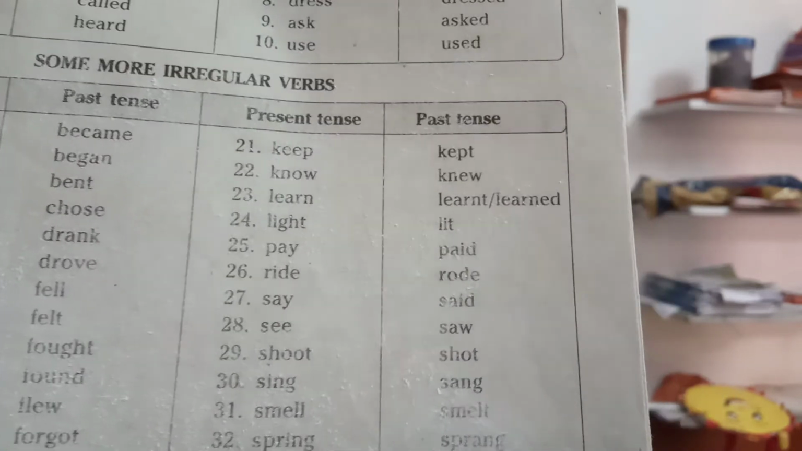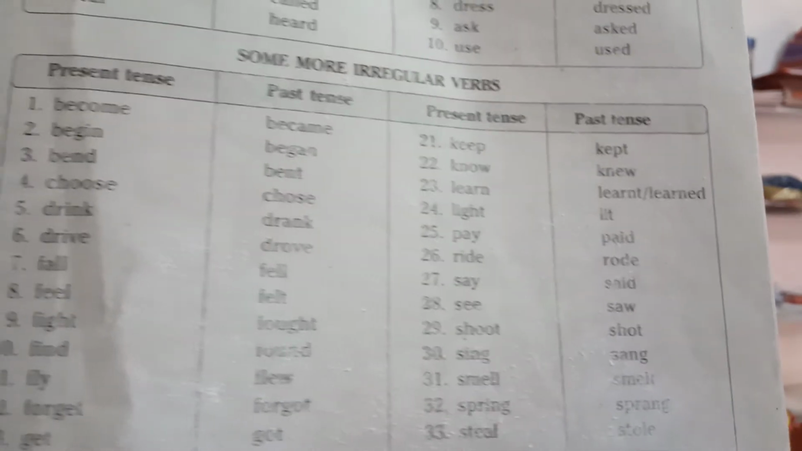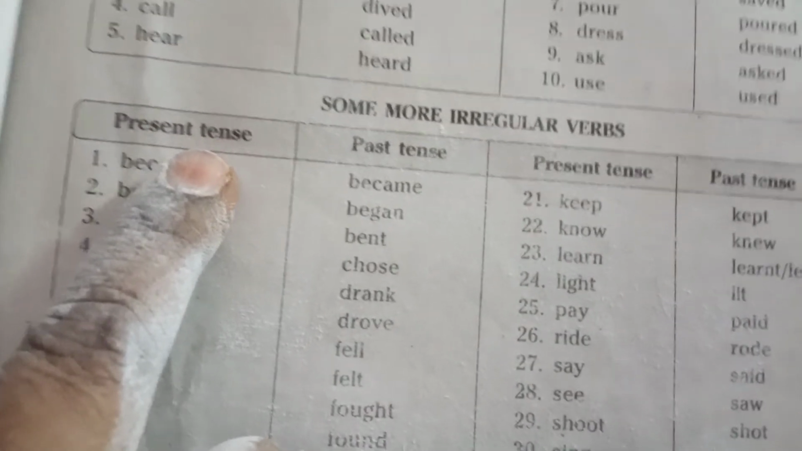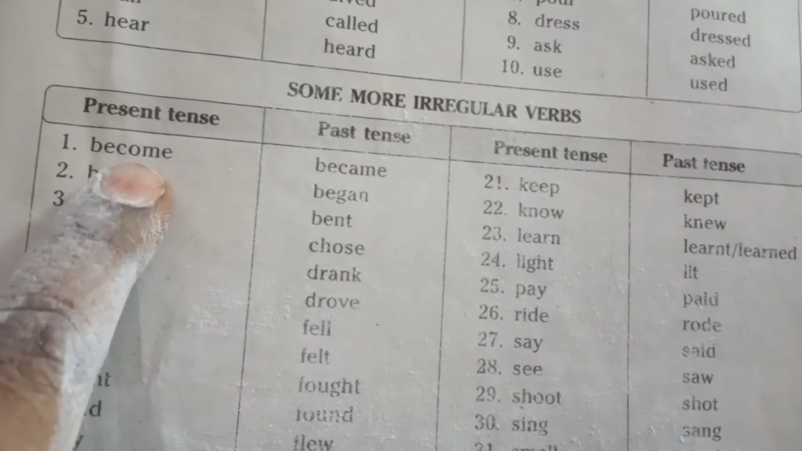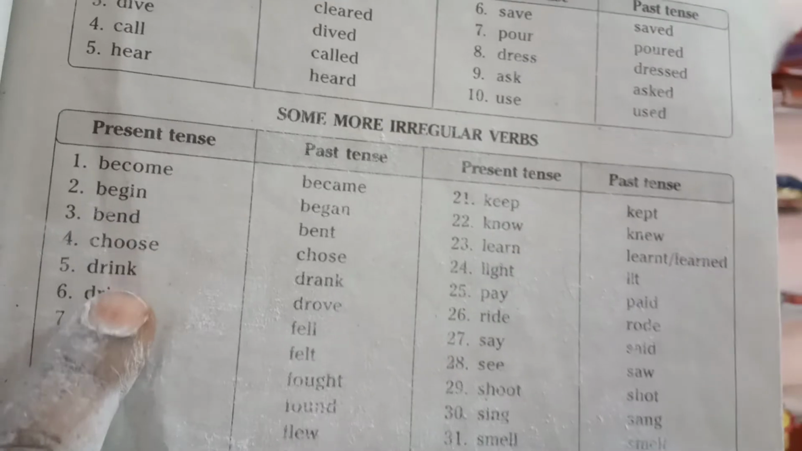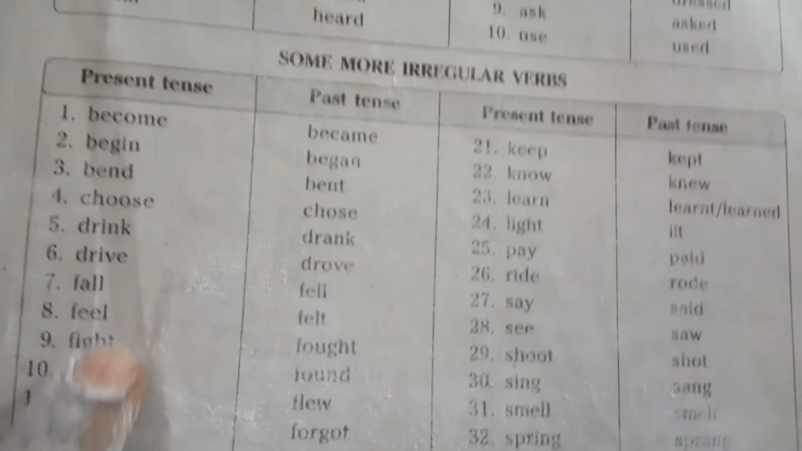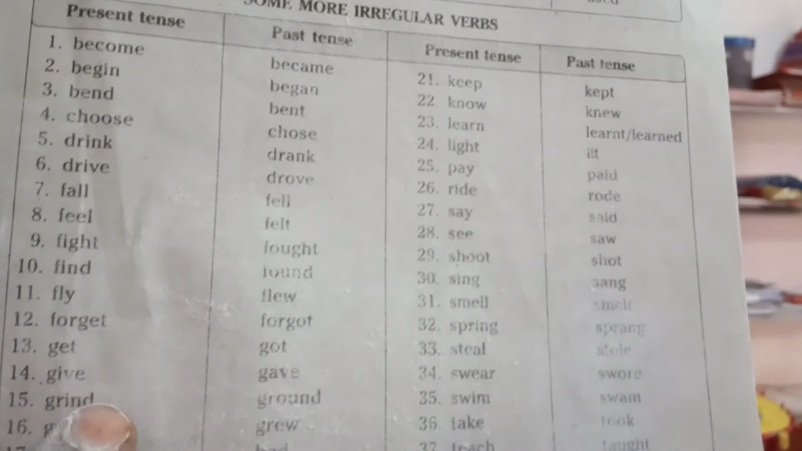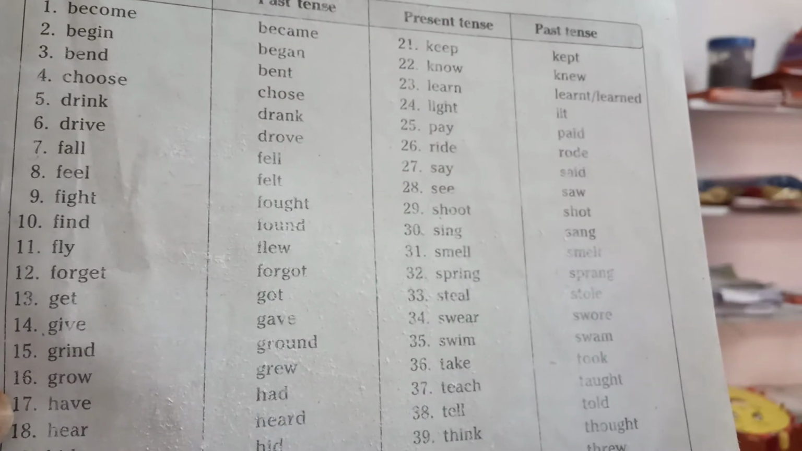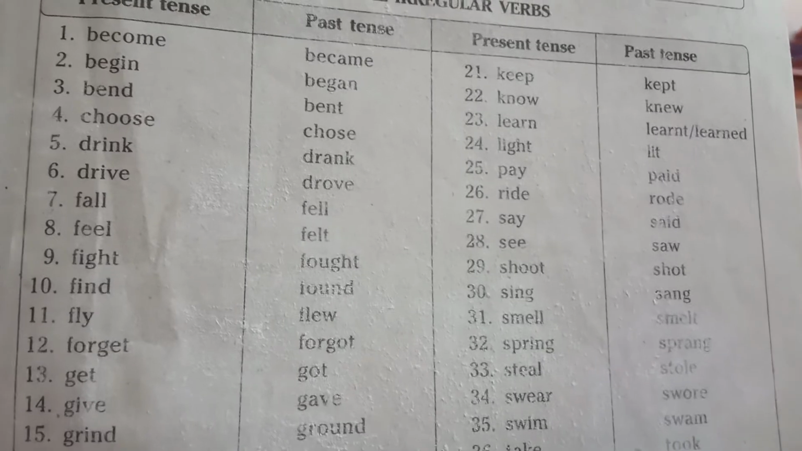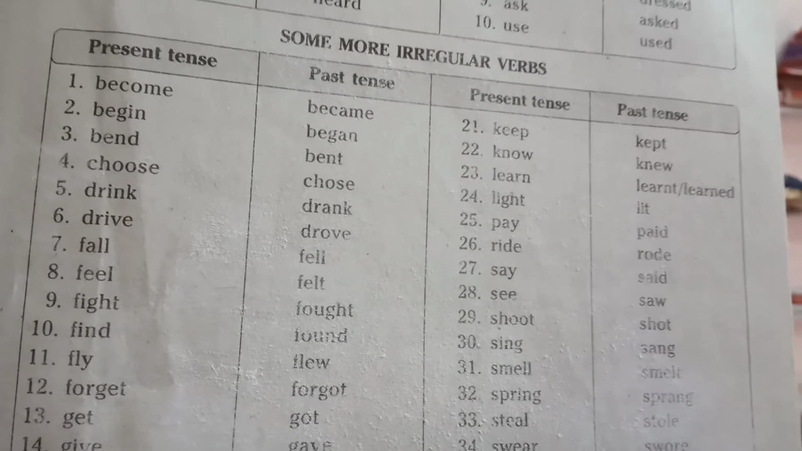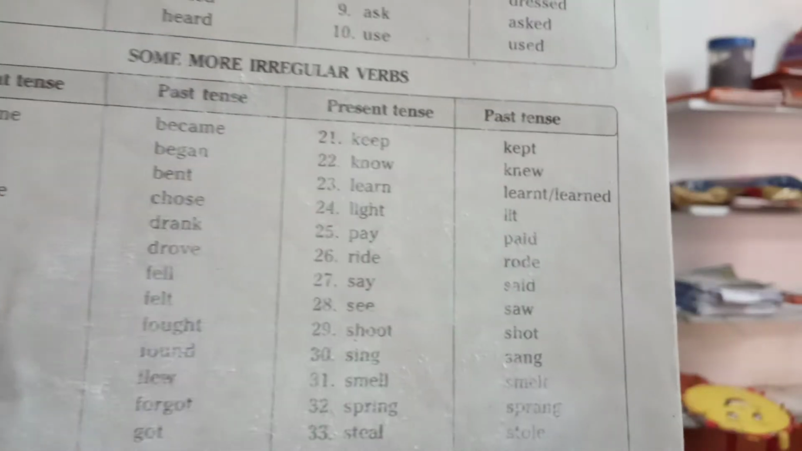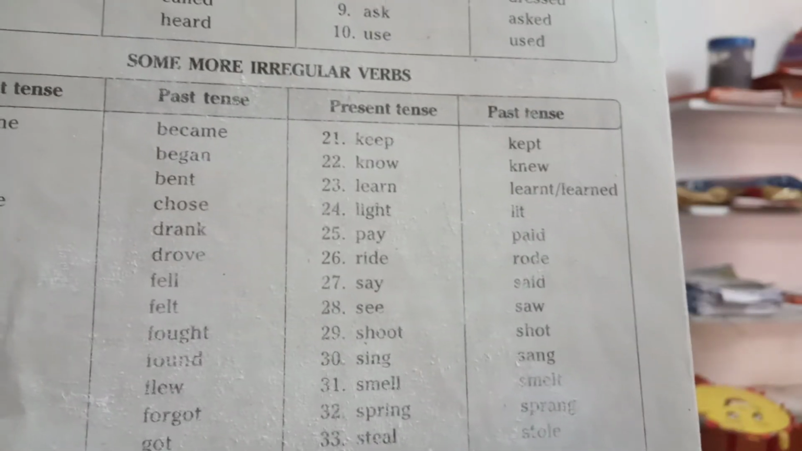Yes. Some more irregular verbs. Present tense, past tense. Now here: become, begin, bend, choose, drink, drive, fall, feel, fight, find, fly, forget, get, give, grind, grow, have, hear, hide, hold. These are the words which we are going to use in the present tense. So now these should be converted into past tense. How are we going to use them in the past tense?